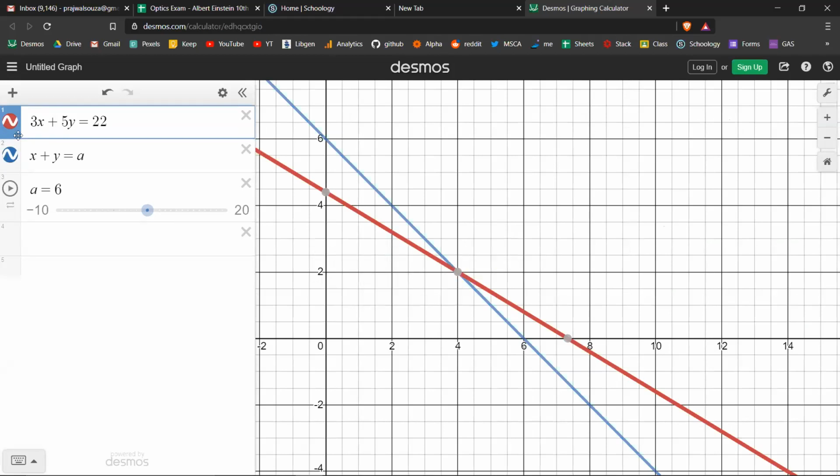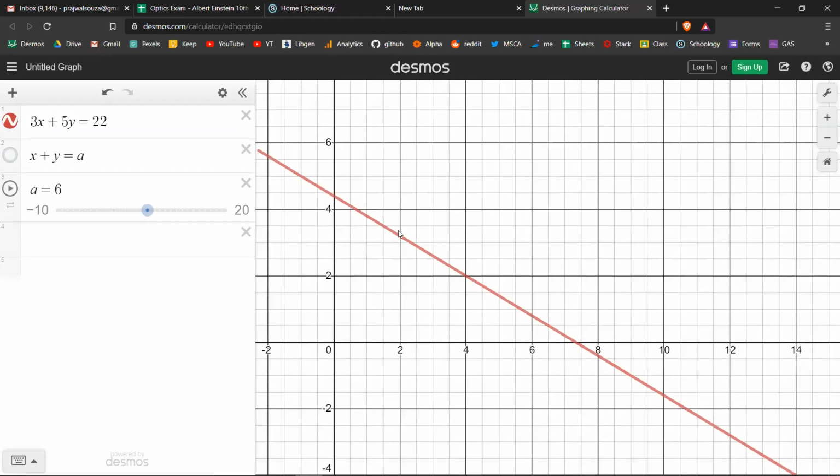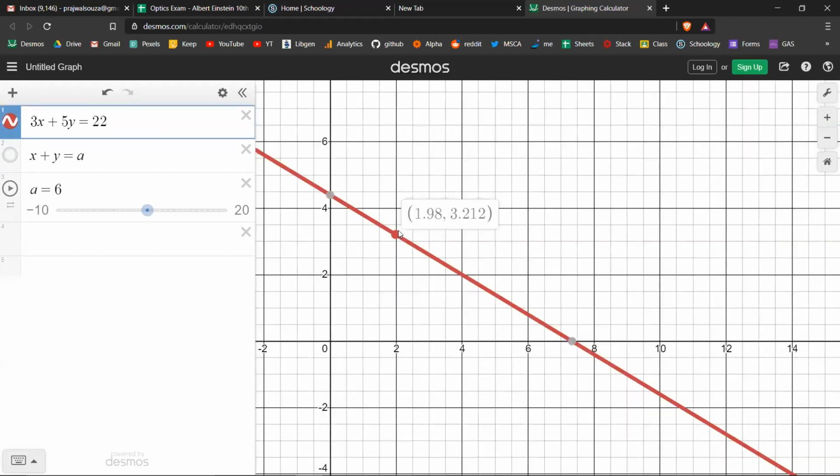Anyways, the point is, if you look at this red line, you can see that it's possible for me to buy 1.98 parrots and 3.222 dogs. But that's not possible. People don't sell half a dog. You need to go to the meat stall for that. But the idea is, there's only one solution, which is 4,2.